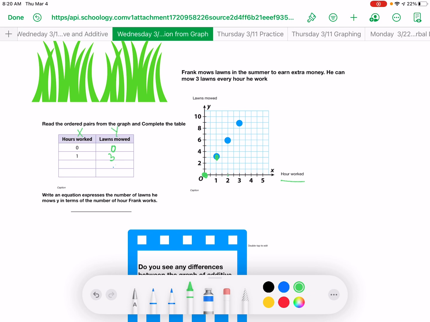In 2 hours, he mowed 6 lawns. 2 is my x, 6 is my y. In 3 hours, he mowed 9 lawns. My rule is x times 3 equals y. So this would be 3x equals y.